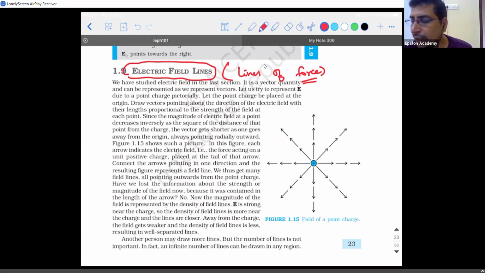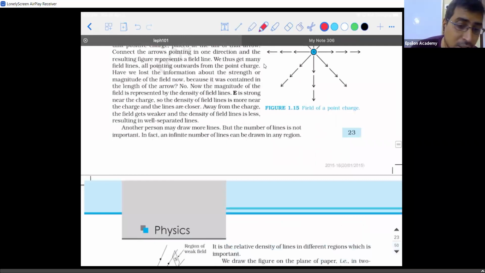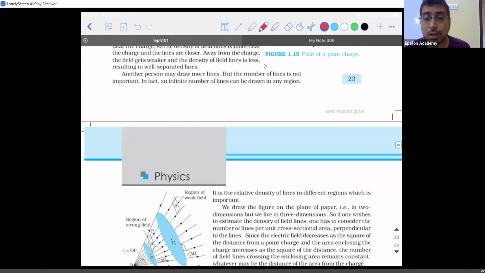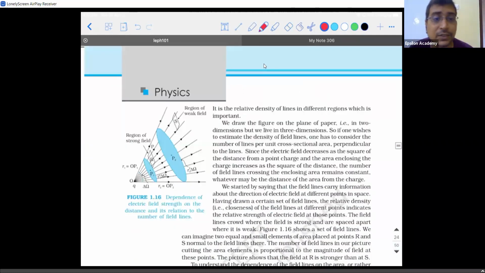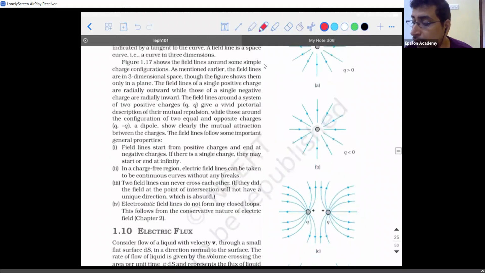Okay. So our work is to draw the electric field lines due to different systems of charges. When I have an isolated positive charge, how are the electric field lines going to be? When I have a negative charge, how are they going to be? When I have a system of positive and positive charge, or positive and negative charge, how are they going to be? Okay. Now I'm going to start with this.